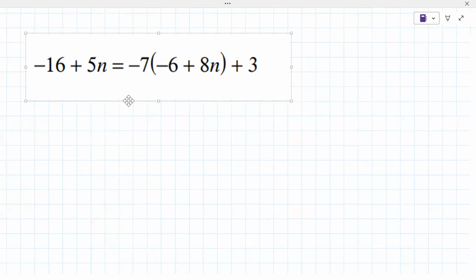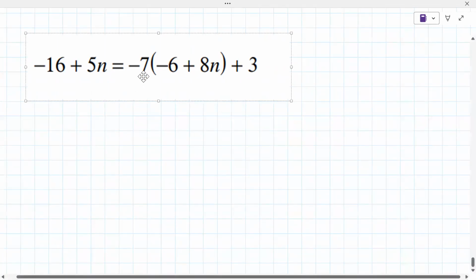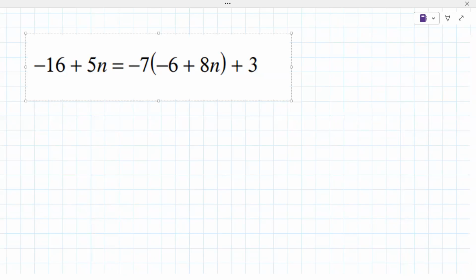All right, here's another one for you to try. It's a little more complicated because of the -7, but you're multiplying in by -7. You're combining like terms, you're moving stuff around. So give that a try, please.